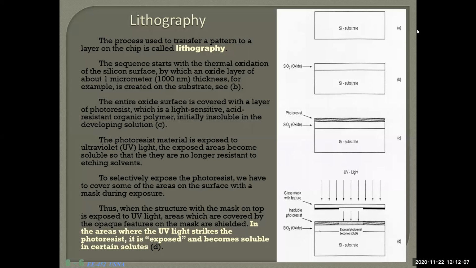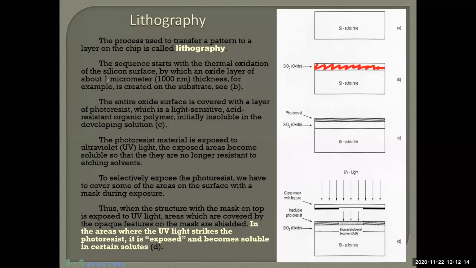On top of that, you need to apply a layer of silicon dioxide. What is the thickness? 1 micrometer, for example. Then you need to apply another layer called photoresist. Photoresist is an acid resistant organic polymer. Initially insoluble. Initially means first. At first, it does not dissolve in the acid. It is acid resistant.